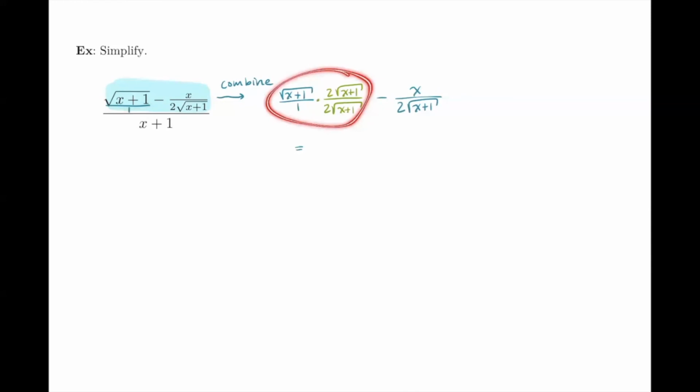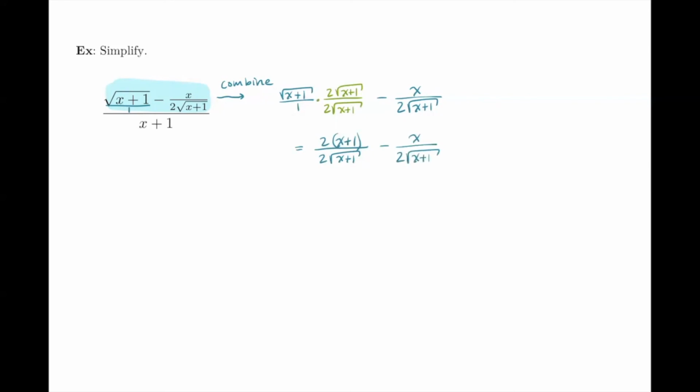So this first group here, in the denominator, we're going to get the denominator we were looking for, 2 radical x plus 1. When we multiply the numerators, we've got the square root of x plus 1 times the square root of x plus 1. When we multiply a square root by itself, we just get what's underneath the radical. We do still have this 2 multiplied by everything, so I need to do 2 parentheses x plus 1. Then we are still subtracting x over 2 radical x plus 1.